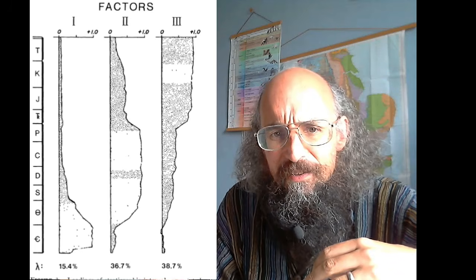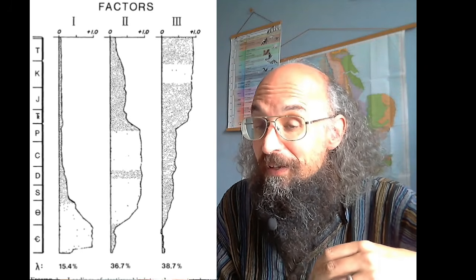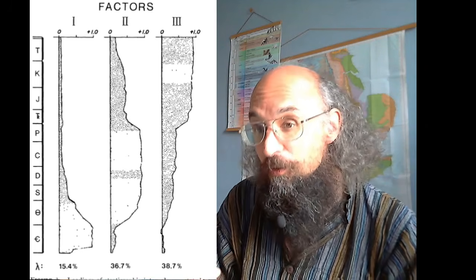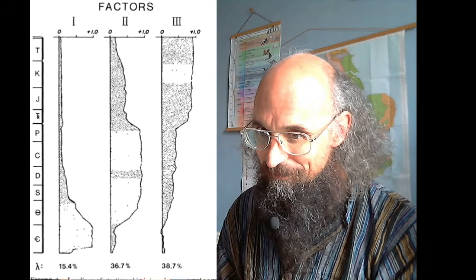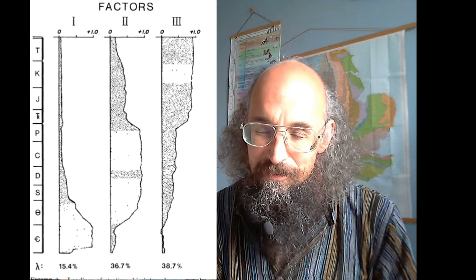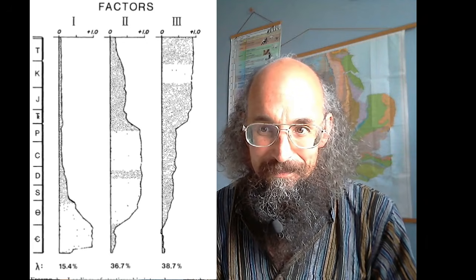And when he did this, he found that there were three primary factors. These were basically groups of classes that clustered together and explained, I can't remember, it was more than 90% of the total variability in the dataset. So the total diversity curve can be almost entirely explained by a combination of three factors. These factors are the evolutionary faunas.